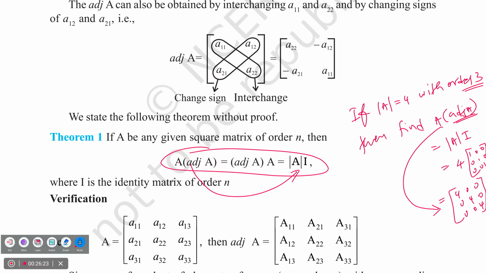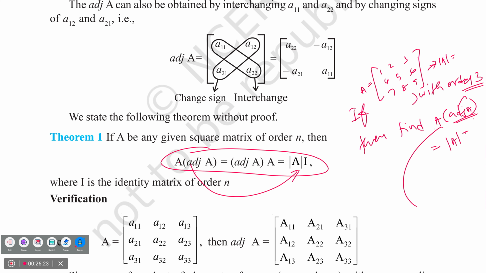Instead of multiplying, see, suppose instead of this, some big matrix is given, 1 2 3, 4 5 6, 7 8 9. So we have to find the adjoint of A, then we have to multiply A into adjoint of A. It's a big work. But we can easily find the determinant of A. Then what is my formula? Suppose 10 is coming. Then 10 into I, where I is order 3, 1 0 0, 0 1 0, 0 0 1. Then multiply by 10, it's over. Understand?